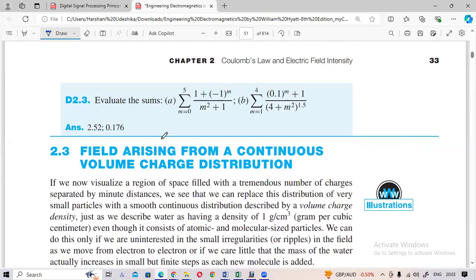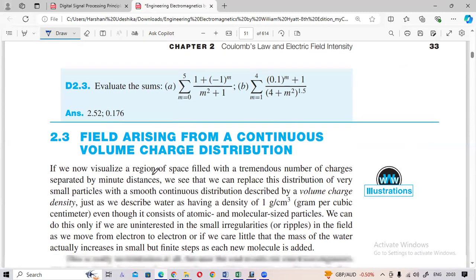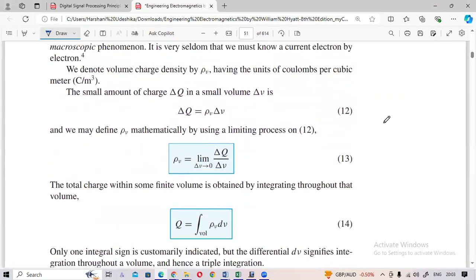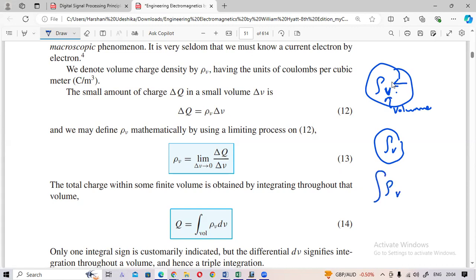So, field from the volume charge. Normally in this type of question, you will be given what is called the charge density. Here V is there. This V refers to the volume, so this will be a volume charge density. If you need to find the total charge, you have to do the volume integral.